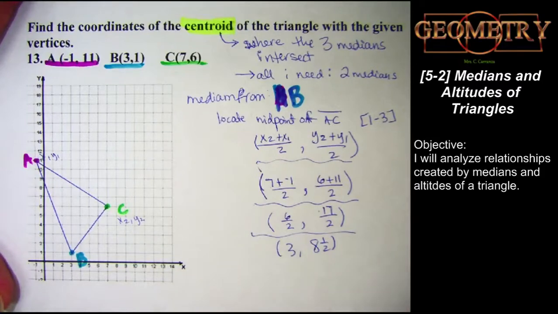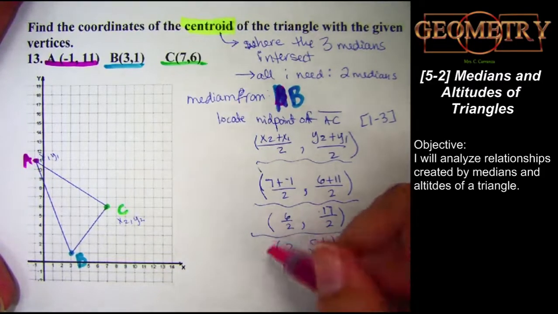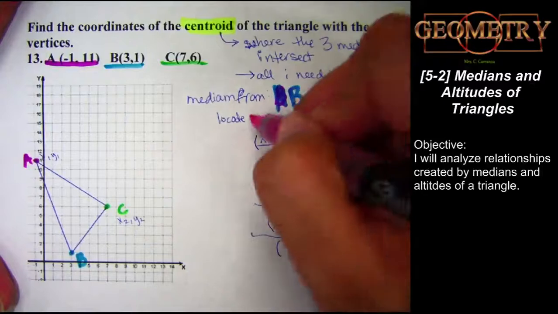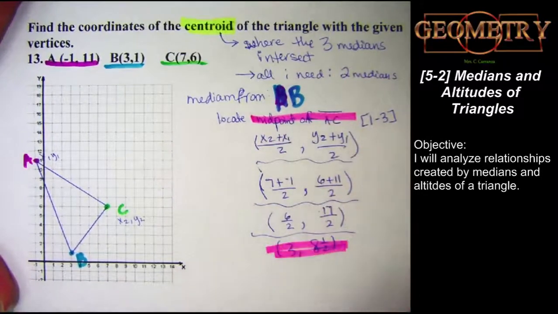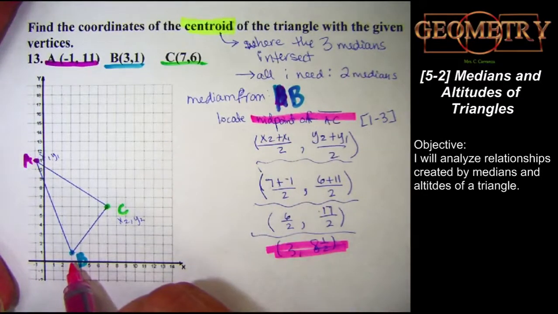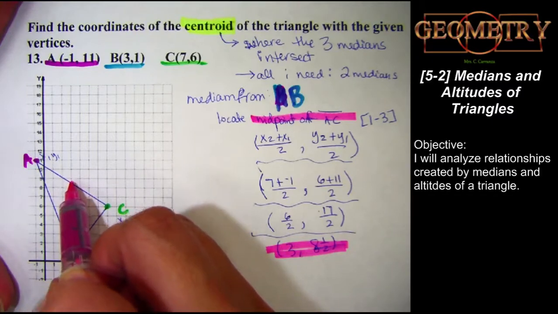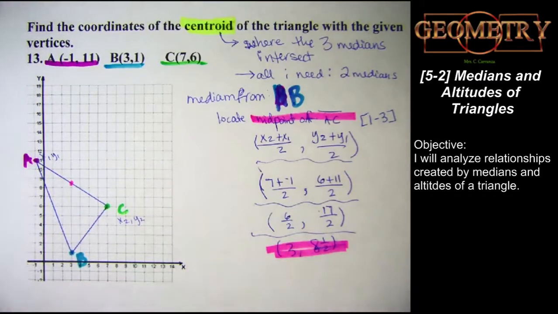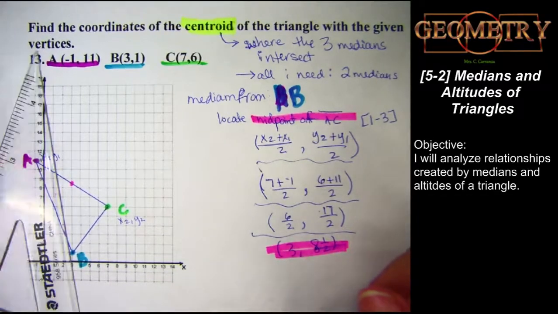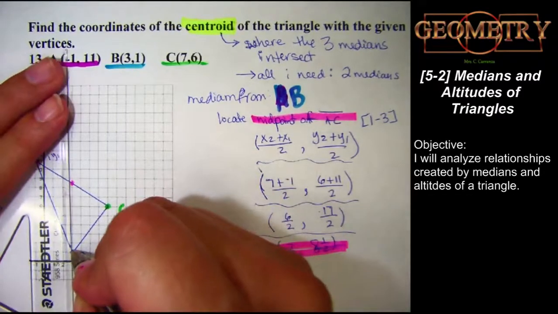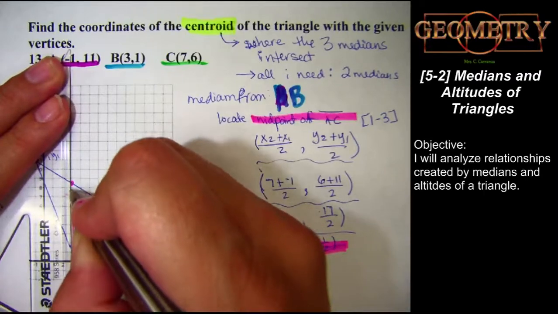All right, so I'm going to plot that point right here. This is my midpoint of AC. All right, so I'm going to go to 3, and then I'm going to go, you know what? I'm just going to put the point where on 3 it passes the line, because I'm happy. Yeah? So this right here is my median from B.